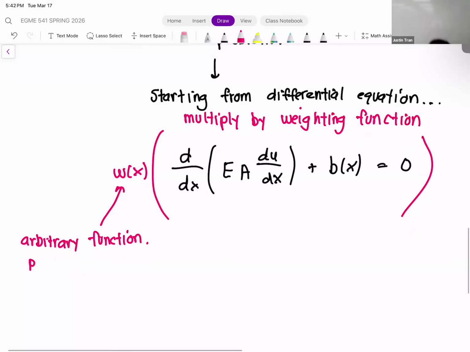We are going to require, even though w of x is an arbitrary function, that we treat it as if it were a solution. It's almost like the weird twin cousin of our solution variable u. So a lot of the behavior of w is going to mimic the behavior of u. One of the requirements is that whenever u has a Dirichlet boundary condition, we're going to require that w of x specifically goes to 0 at the location of the Dirichlet boundary conditions.